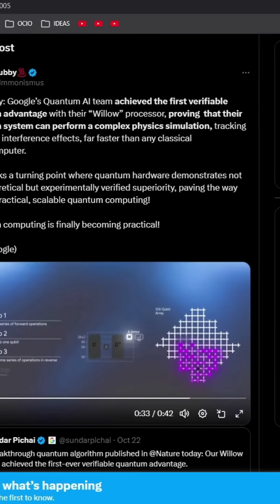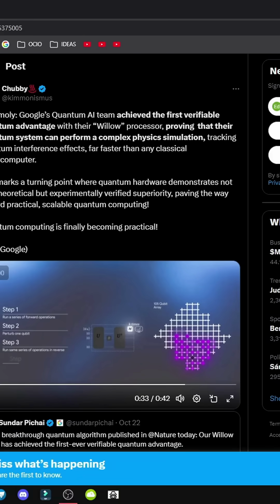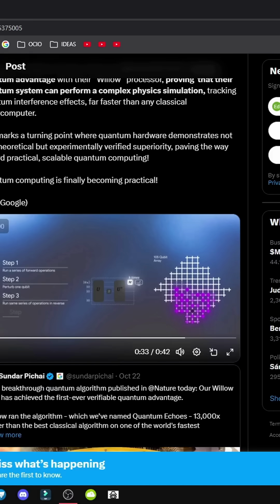Very well. Google achieves the world's first verifiable quantum advantage. A historic announcement has just been made. Google has achieved the first verifiable and useful quantum advantage in computing history. This marks a turning point. For the first time, a quantum computer has solved a real problem faster than any classical supercomputer, 13,000 times faster.